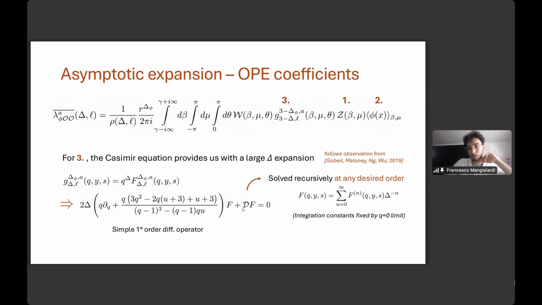And then this other differential operator is more complicated. This means that if we expand our block in inverse powers of delta, we can use this differential equation to solve recursively for the coefficients in the expansion, order by order. And each time that we solve, we just have to solve a linear differential equation with just a derivative in q here. To fix the integration constant, we require compatibility with the low temperature limit.